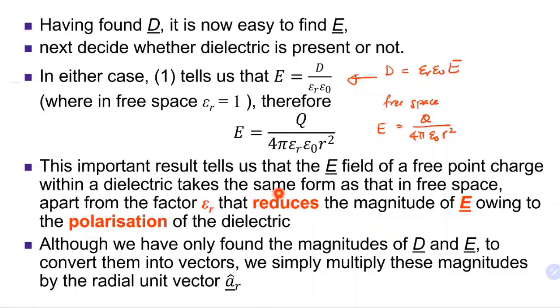So this result tells us that the electric field of a free point charge with a dielectric takes the same form as that in free space, except it is reduced by a factor epsilon R, because of polarization of the dielectric materials.